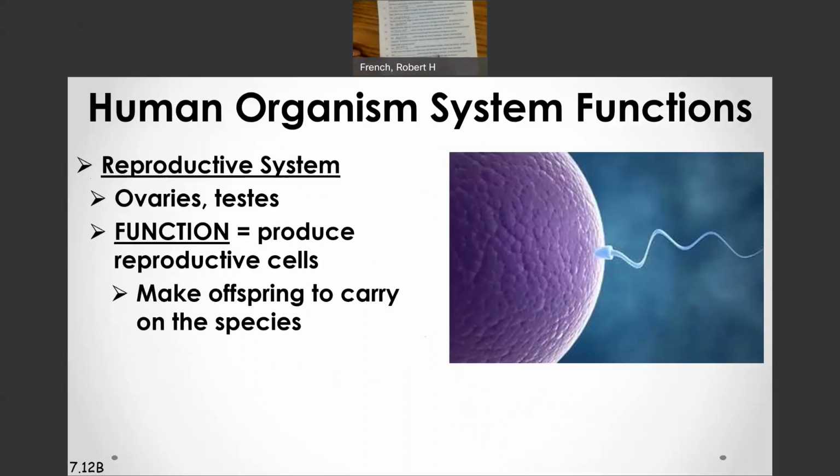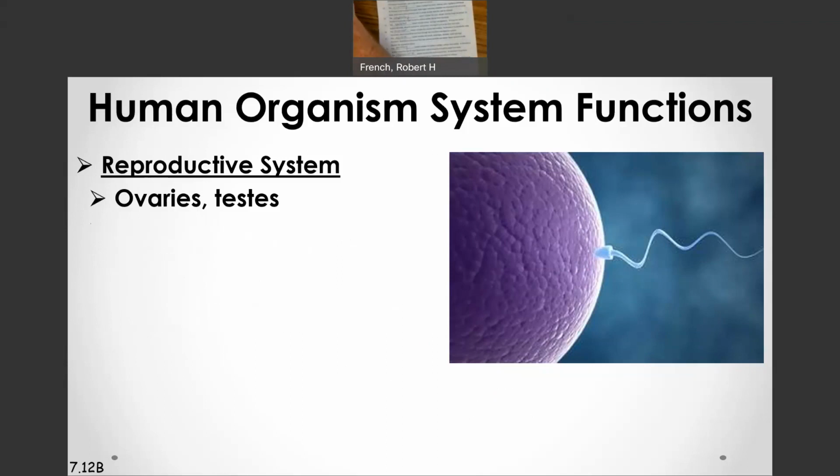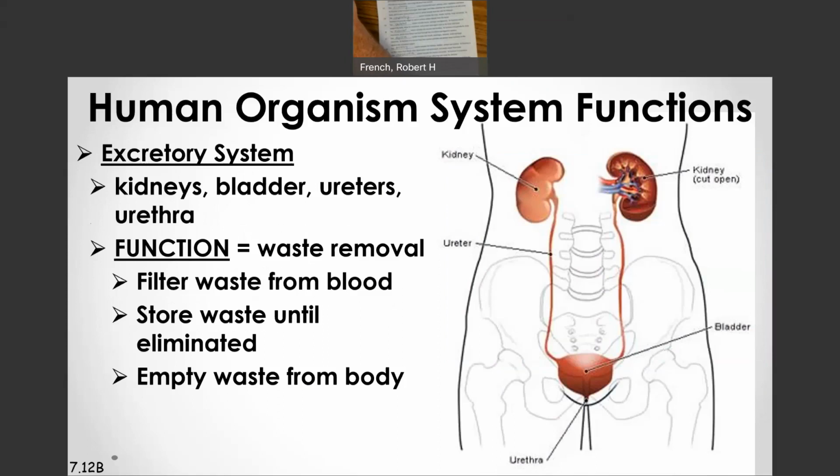The blank system includes the ovaries and testes. That'd be the reproductive system. Its function is to produce reproductive cells and to support the development of new offspring until ready for delivery. This is reproductive, and before that was excretory.